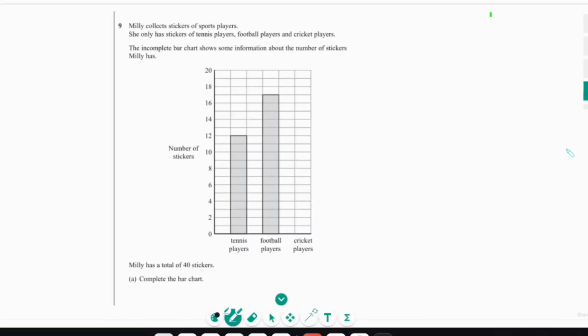Millie collects stickers of sports players. She only has stickers of tennis players, football players and cricket players. The incomplete bar chart shows some information about the number of stickers Millie has. Millie has a total of 40 stickers. Complete the bar chart.